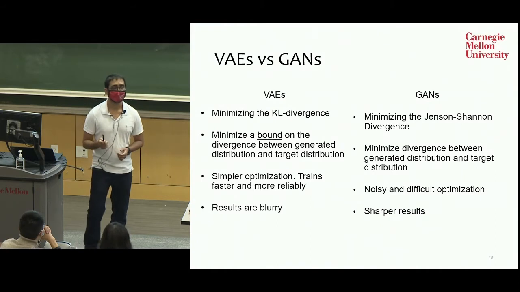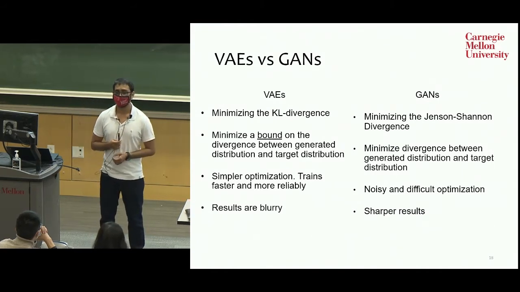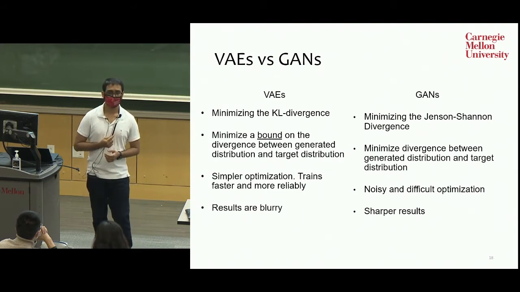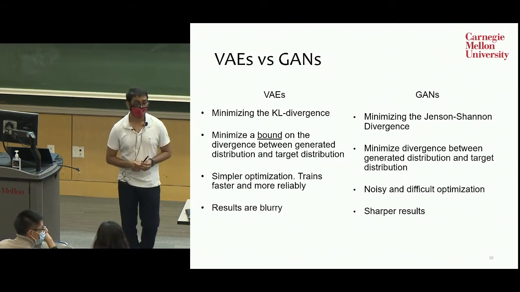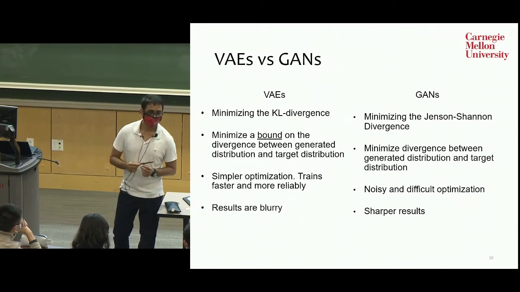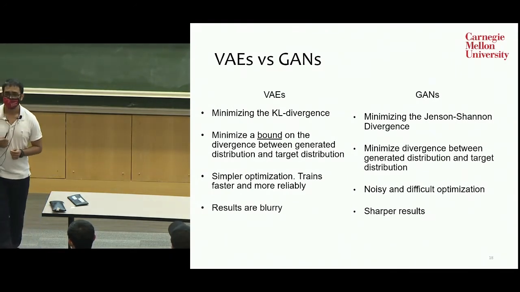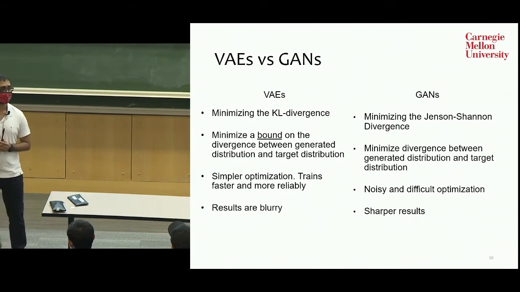Can anyone explain why you think the results from VAEs will be blurry? L2 loss, yeah. Using that loss, you just get a blurry result. Anyone else maybe want to try?